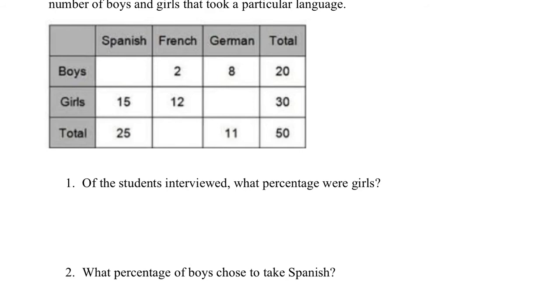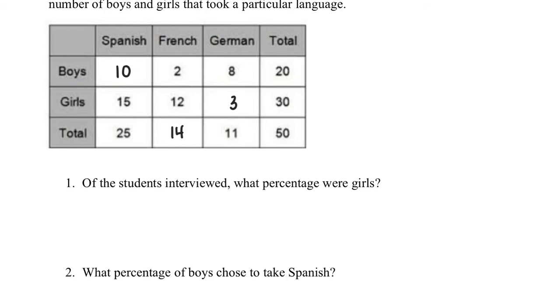So for example, when I look at this first box here, I need whatever this is plus 15 to add up to 25. So that's going to turn out to be 10. 2 plus 12 is 14, and 8 plus 3 is 11, and that completes my table.